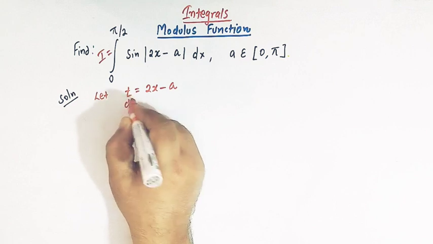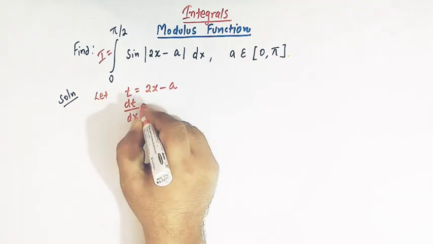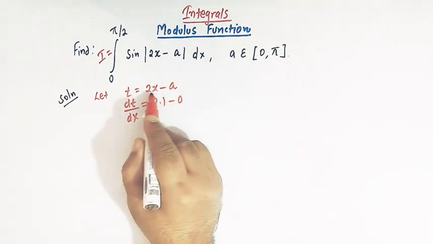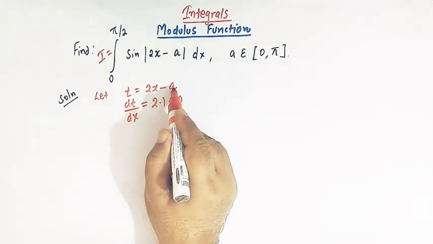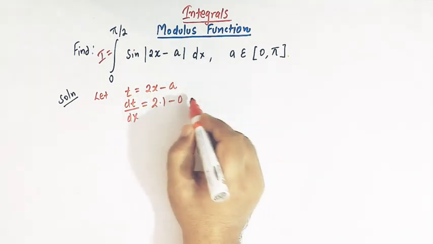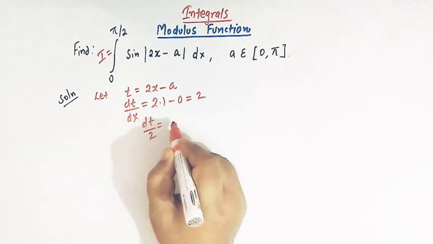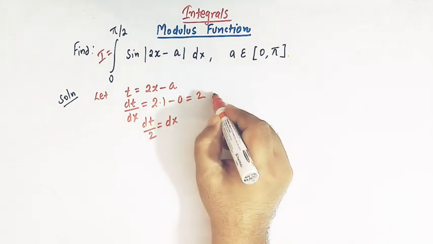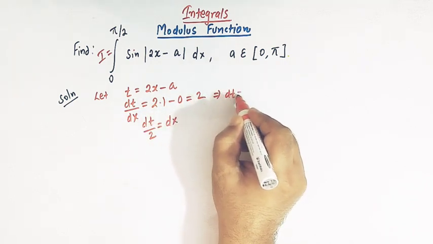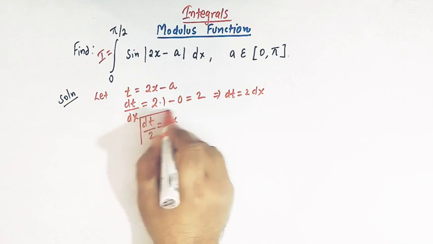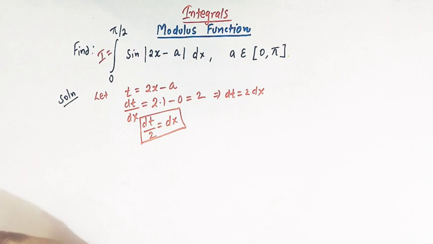Now differentiating t with respect to x, we have dt over dx is equal to 2 times 1 minus 0, because the derivative of x is 1, the derivative of a is 0, being a constant, right? So this is 2. So dt over 2 is equal to dx, because from here we can write dt is equal to 2 dx, and dt over 2 is equal to dx, right? Okay, now whenever we use the method of substitution, we always change the limits.